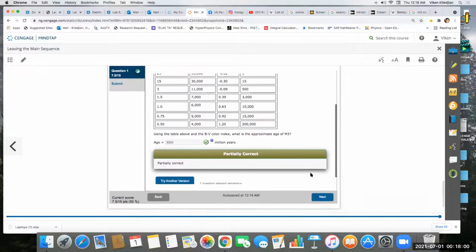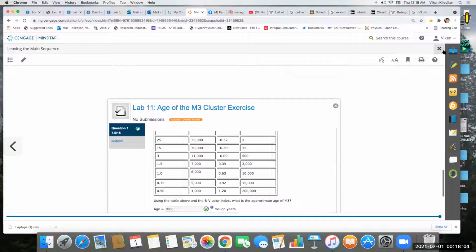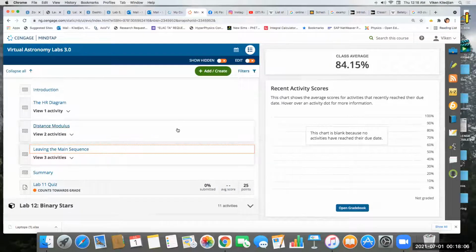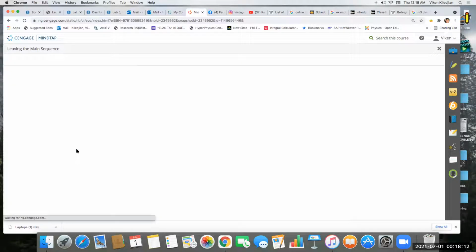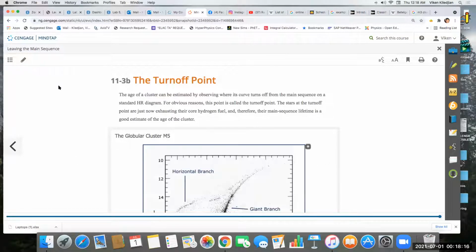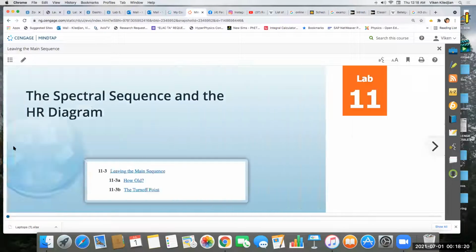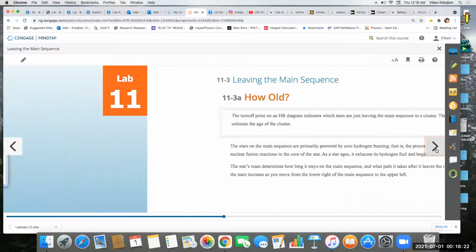And then you can try the answer and see what your answer comes out. Okay, I think that's it for that part. Okay, then you get here, did we do the leaving the main sequence? Oh, I think we already did that. Let's see. Oh, okay, so we did that.